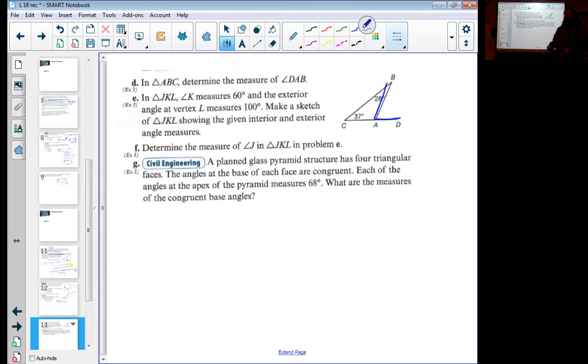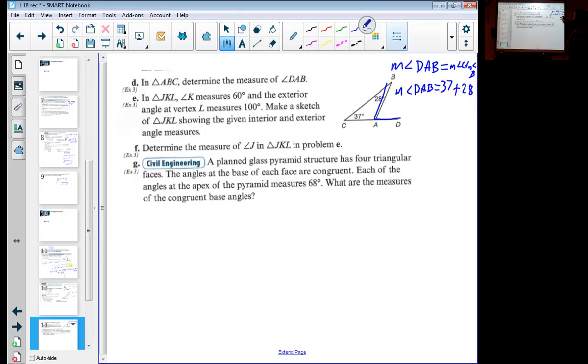So we know that because of the remote angle theorem, the measure of angle DAB is equal to the measure of angle C plus the measure of angle B. So we don't know what the measure of angle DAB is. Angle DAB is equal to C, which is 37, plus B, which is 28.